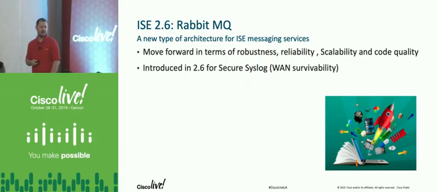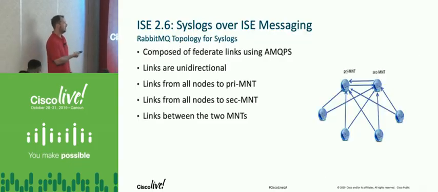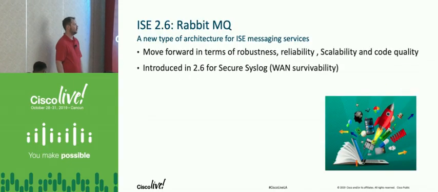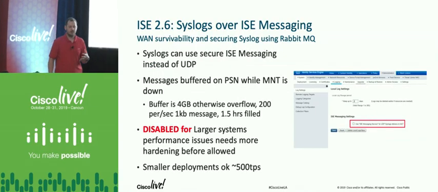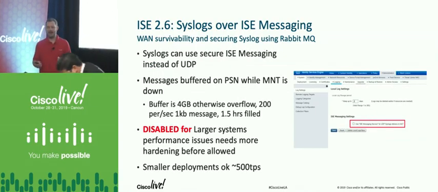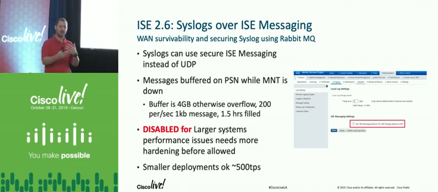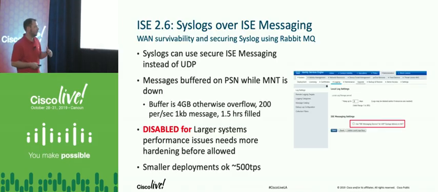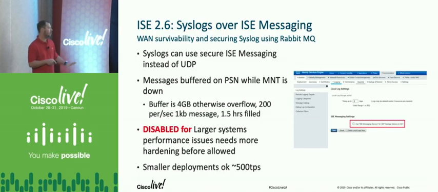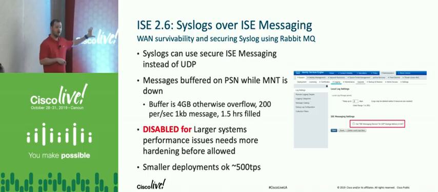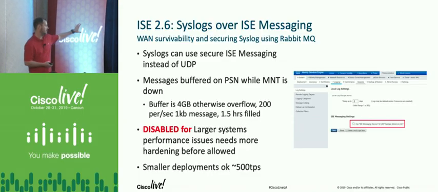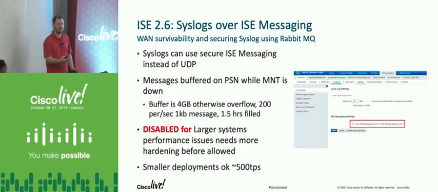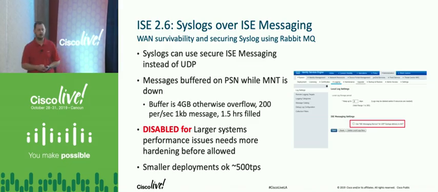The other thing that happened in 2.6, along with that lightweight directory service, is we changed the way we do logging and switched over to RabbitMQ. What this fixed for a lot of customers was the ability to buffer. As the WAN goes down, it used to be UDP, we would lose log messages. With this RabbitMQ architecture, it allows for buffering. The only challenge is today, if you are large, and when I say large, above 50,000 devices, it's still recommended to keep that disabled until the future version where we're starting to scale it out a little bit more.